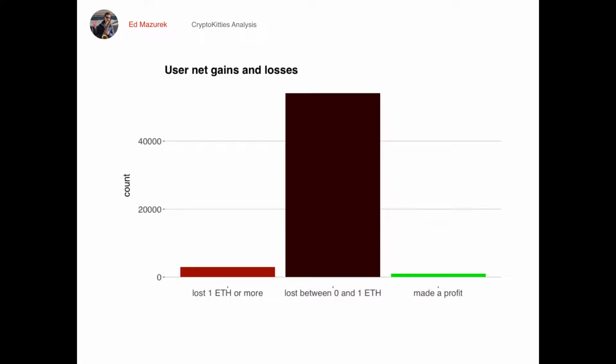As far as the extent of their losses, most people have just lost between 0 and 1 Ether, which is kind of like between 0 and $1,000. So I understand that's not that descriptive of an interval, but that's the chart that I put together. And a good amount of people lost more than an Ether, and some people made a profit.